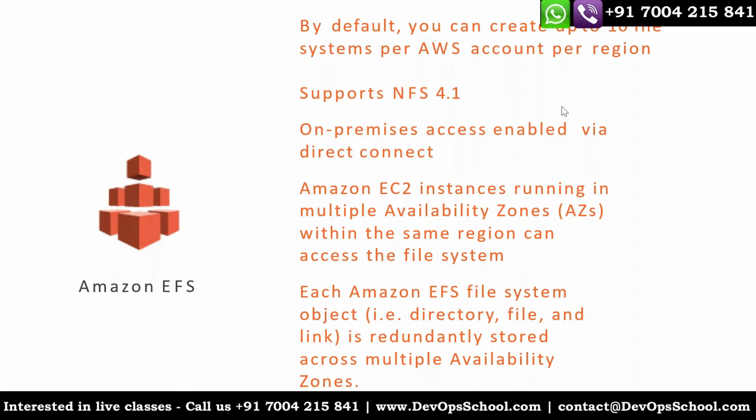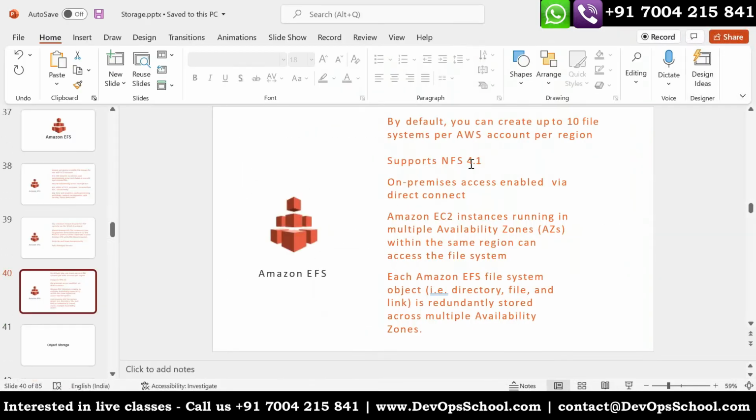Amazon EC2 instances running in multiple availability zones within the same region can access the file system. Each Amazon EFS file system object, directory, file, and link, is redundantly stored across multiple availability zones. Okay, so before we talk about object storage, let me show you the demo of EFS.